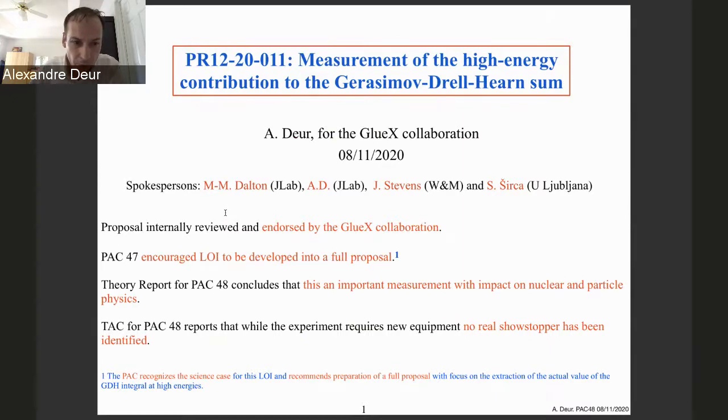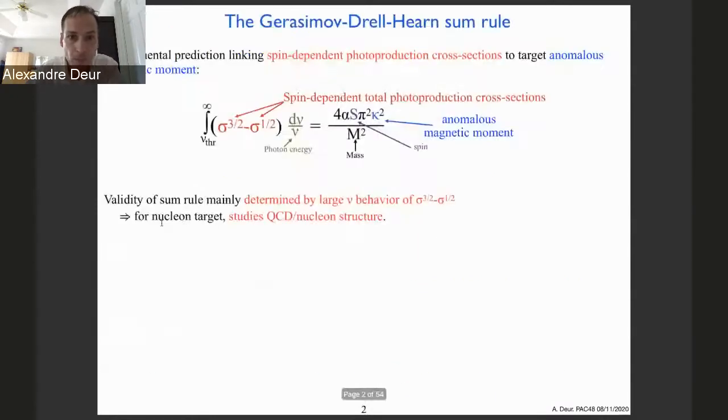The proposal grew out of a letter of intent that was submitted to PAC 47. Given that the PAC recognized the science case for such an experiment, they encouraged the development of the letter of intent into a full proposal. Likewise, the theory report for PAC 48 concluded that the physics is important, and the technical advisory committee saw no special difficulty in running the experiment.